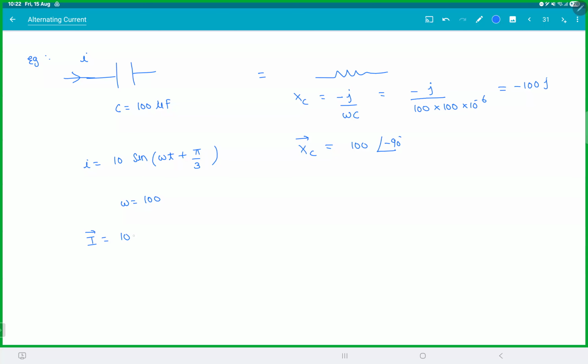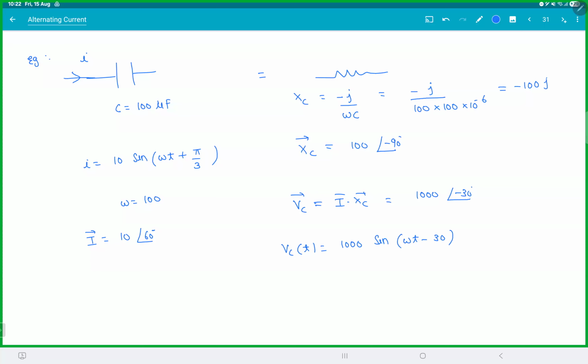I bar is 10, angle 60 degrees. You're done. What do you want to find? VC bar. So VC bar is current into reactance. So that will be 1000, angle minus 30 degrees. Therefore, VC as function of time t, 1000 sine omega t minus 30. Clear? Any doubts on this?